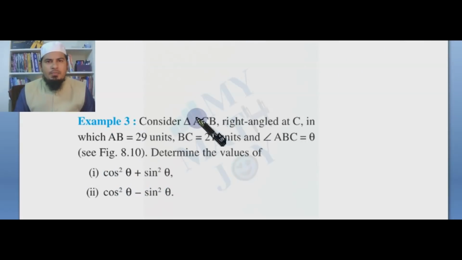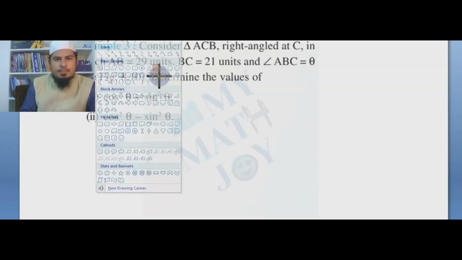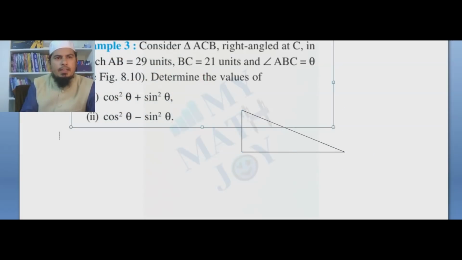A model question is brought to you from the textbook. Consider a triangle ACB, right angle at C. Then AB is 29, BC is 21, angle ABC is theta. Let us draw the right angle triangle here. The triangle is ACB, right angle at C, and ABC is theta, so here is theta. AB is 29 and BC is 21.